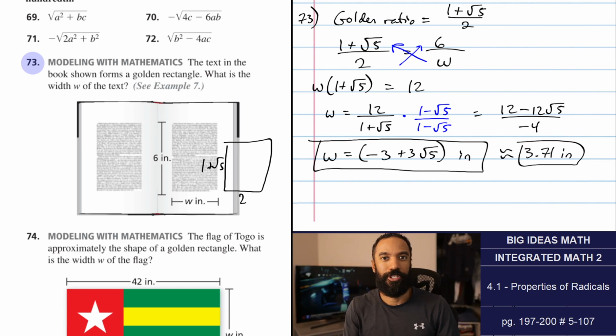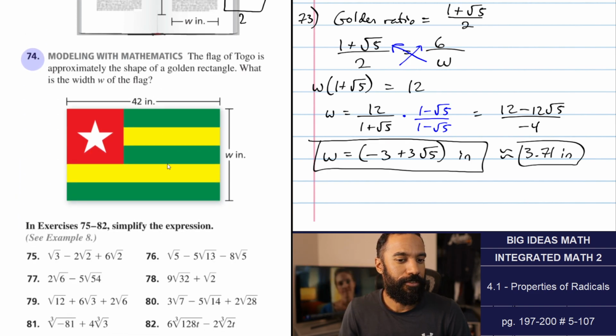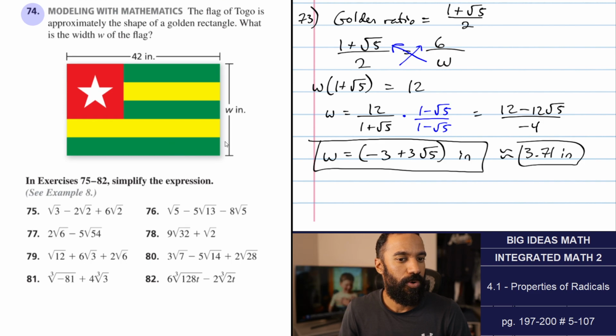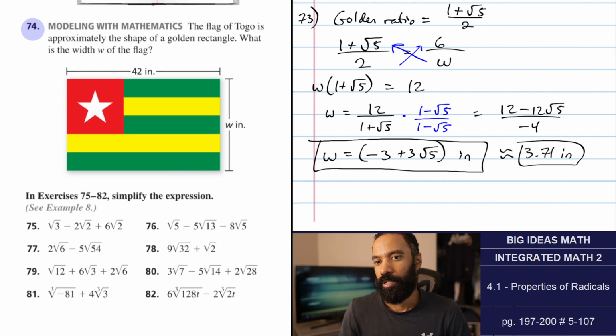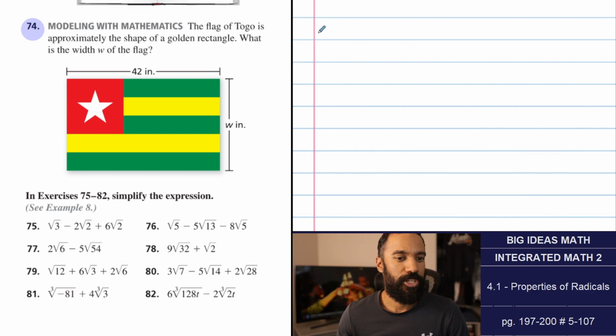Which is the golden ratio. All right, number 74. The flag of Togo. I just didn't want to say like the sandwich place, but I think it is approximately the shape of a golden rectangle. What is the width of the flag? Okay, so no real difference from the previous problem.